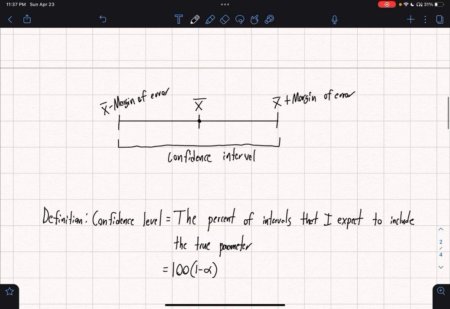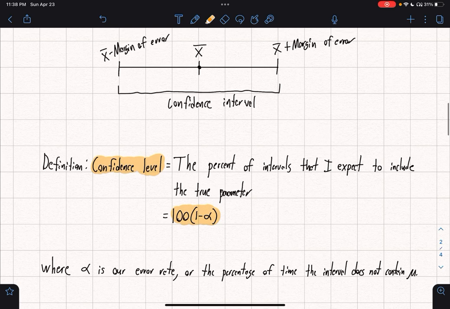Let's start with confidence level. So confidence level is just the percent of intervals that I expect to include the true parameter. So if I take samples over and over again, and I create these confidence intervals for each of these samples, I would expect whatever my confidence level, that percent of my intervals to contain the true parameter. And we're going to define it as 100 times 1 minus alpha.